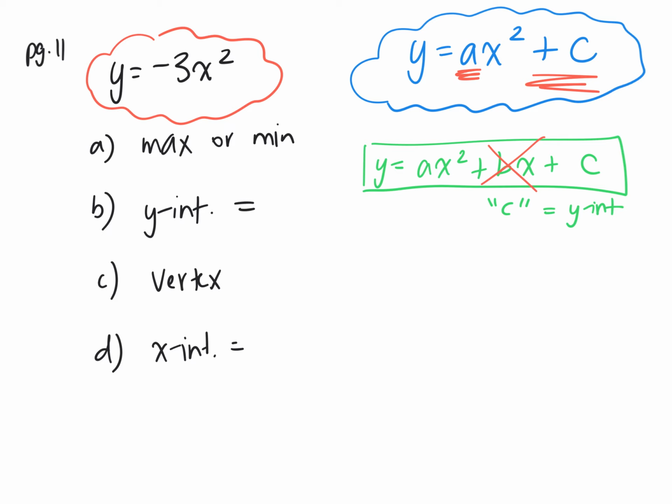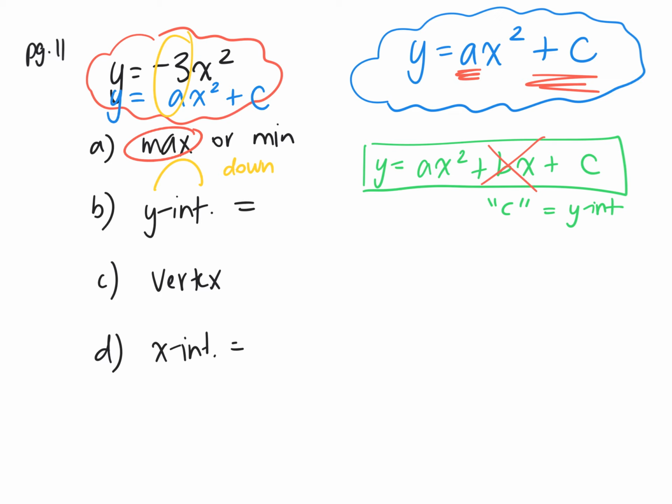So in example 1, we have 3 equations there. I'm going to do the first one. The first equation is y equals negative 3x squared. So what's a? Y equals ax squared plus c. What's a? Negative 3. So does this open up or down? Down. So does it have a max or min value?